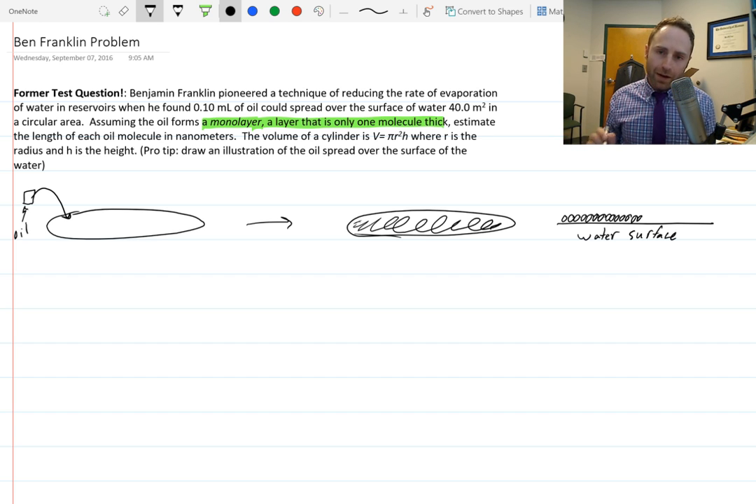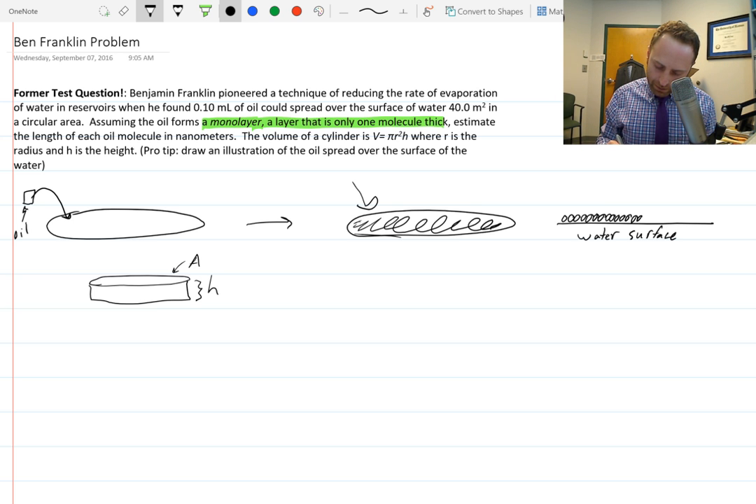We can now think about what's happening here as really a cylinder of sorts. So we could draw a cylinder like that, and we know that in a cylinder we have some area of that cylinder, but we also have the height of the cylinder, and that height is going to be represented by the height of each individual molecule. Okay, how's that played in with the information we're given?